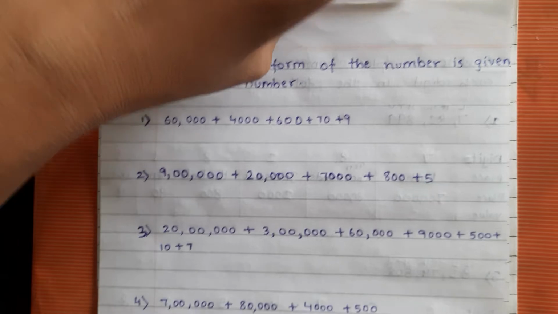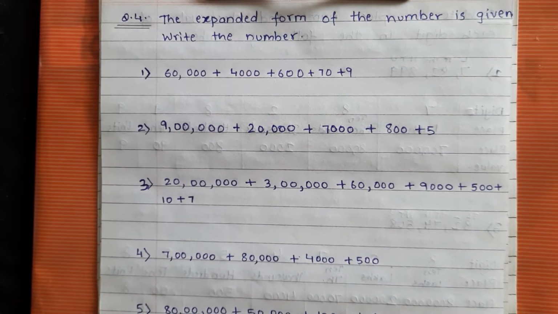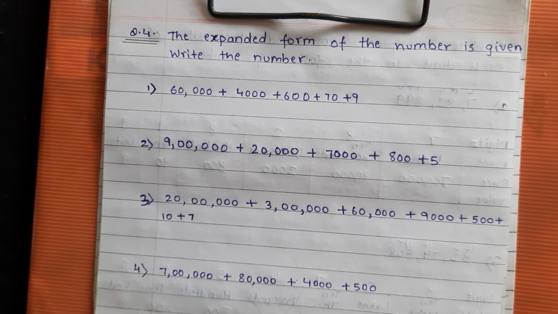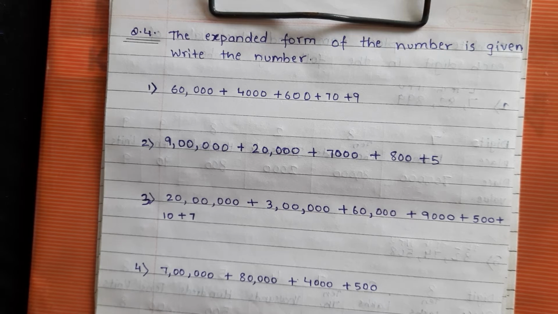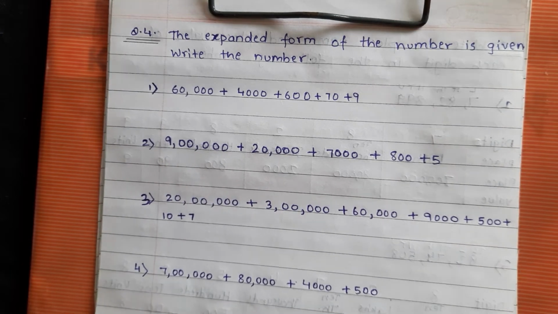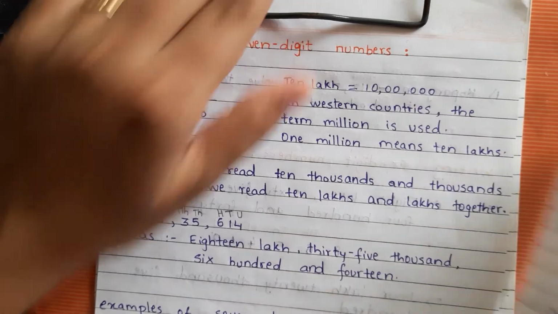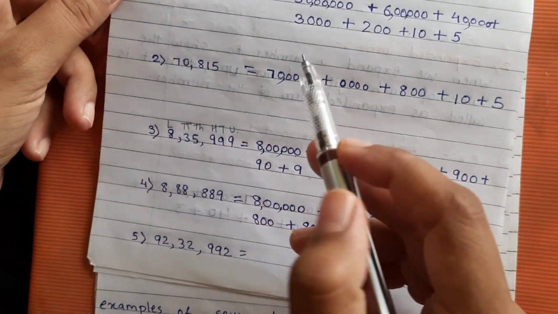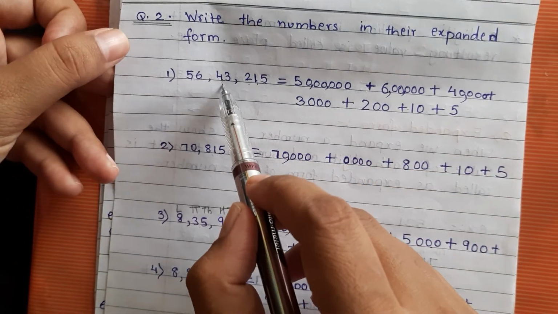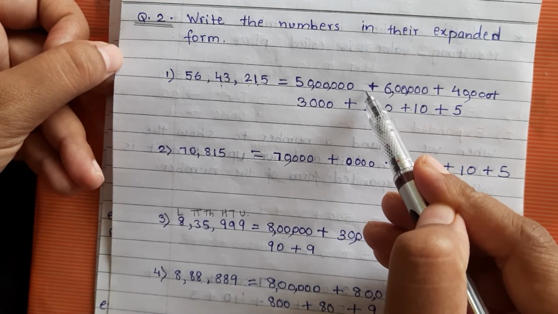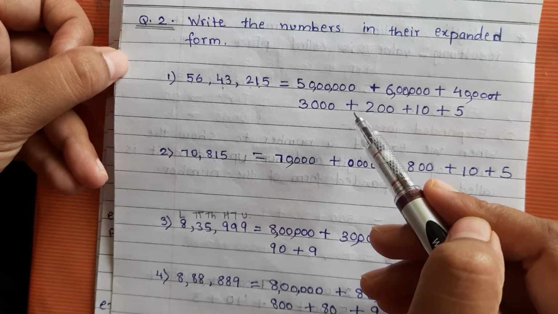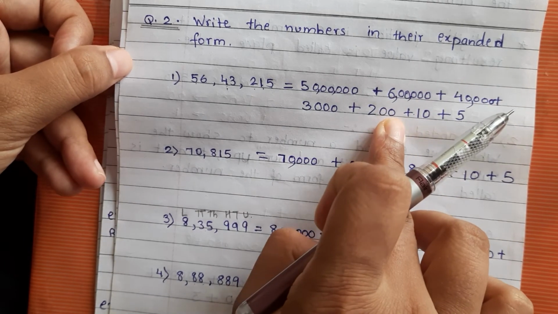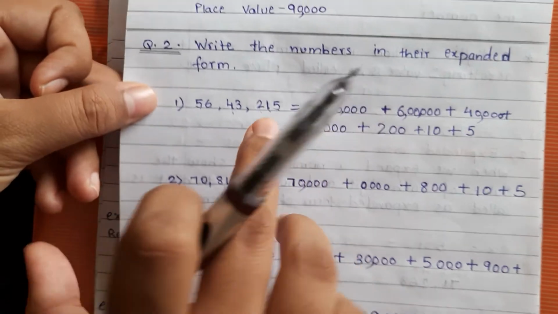Now the last question is this one, question number 4. The expanded form of the number is given. Write the number. Now in question number 1, what have we done? Question number 2, see here. In question number 2, the number was given, and from this number we wrote the expanded form. Now in this question number 4, the expanded form will be given to you and you have to form the number.